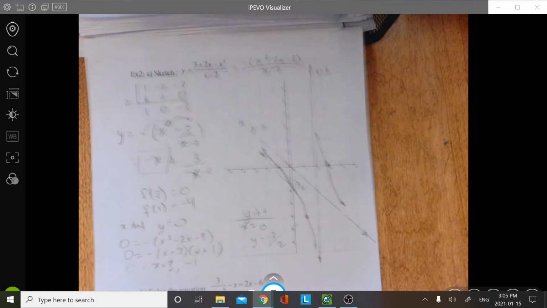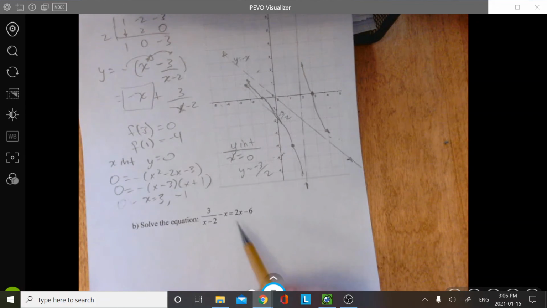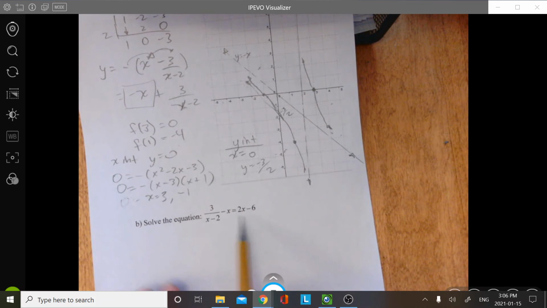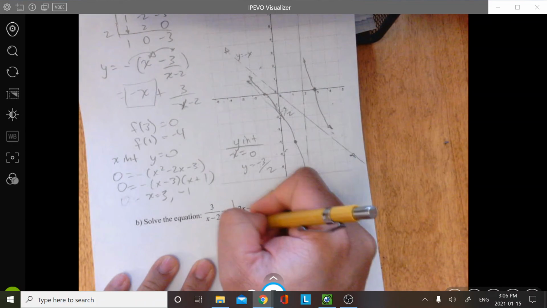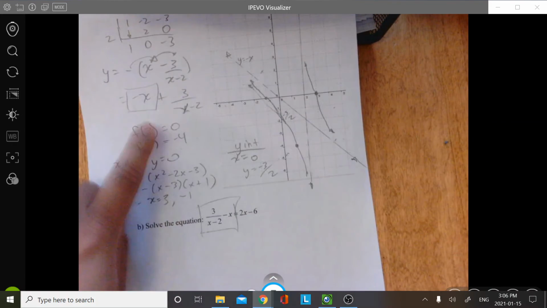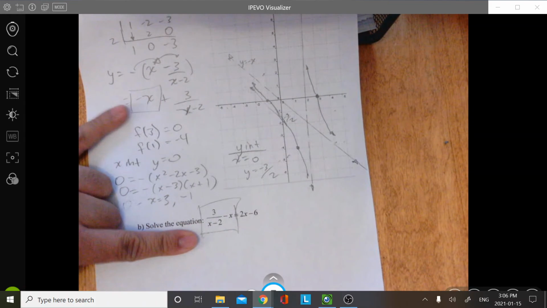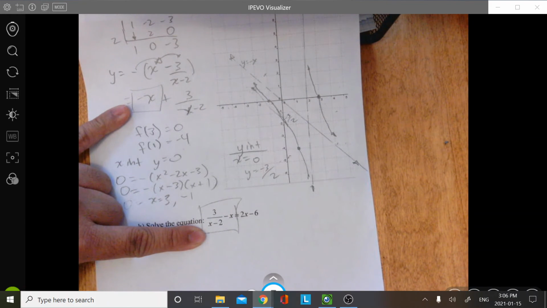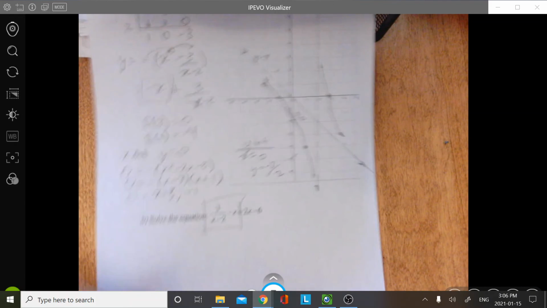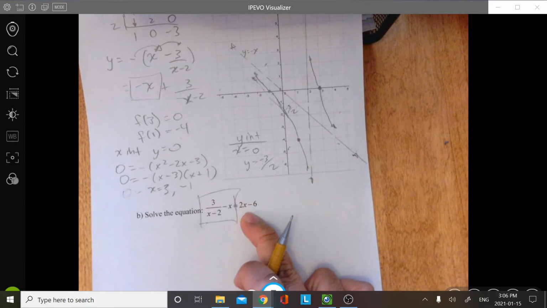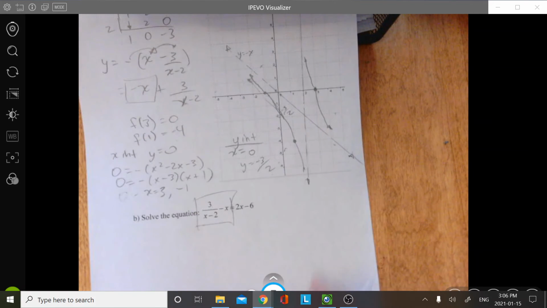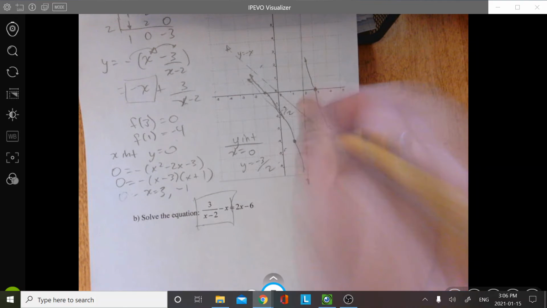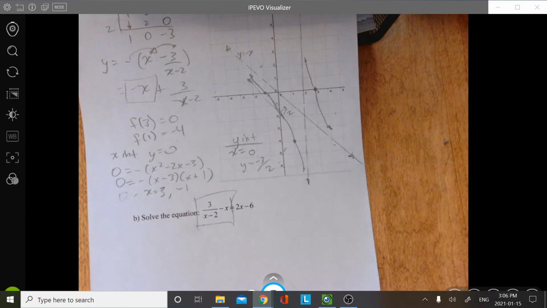So the very last step here is pretty simple. It says to solve the equation. So on the left-hand side is the equation that we already have. If you notice, this is that, negative x plus 3 over x minus 2. So we're just making an equation. We already graphed the left-hand side. We just need to equate or draw 2x minus 6.